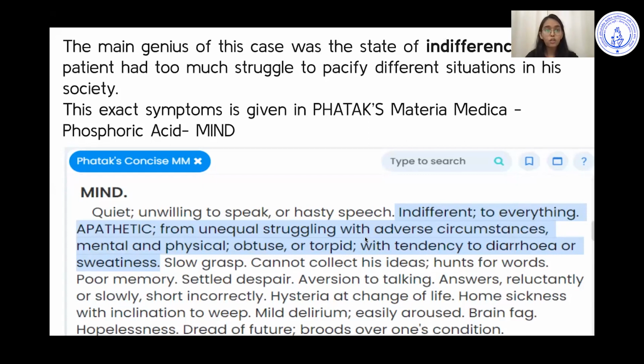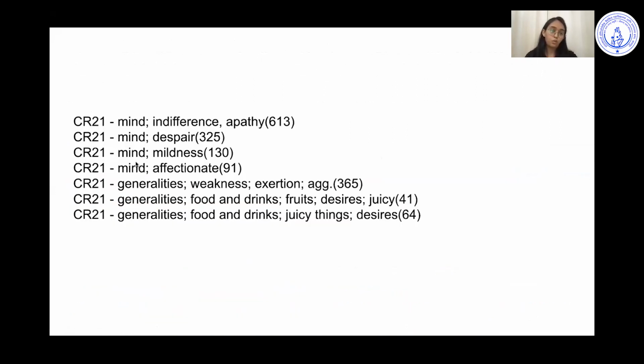But we also have to consider his physical symptoms and his physical generals. So we took them also. We took that he is now indifferent and apathetic. In mind, he's in despair, he has lost all the hope. His basic nature, he's very mild, he's very affectionate. And in generalities, because he was not able to exert at all, his weakness would aggravate. And then his desire, which is very marked for fruits and juicy things.